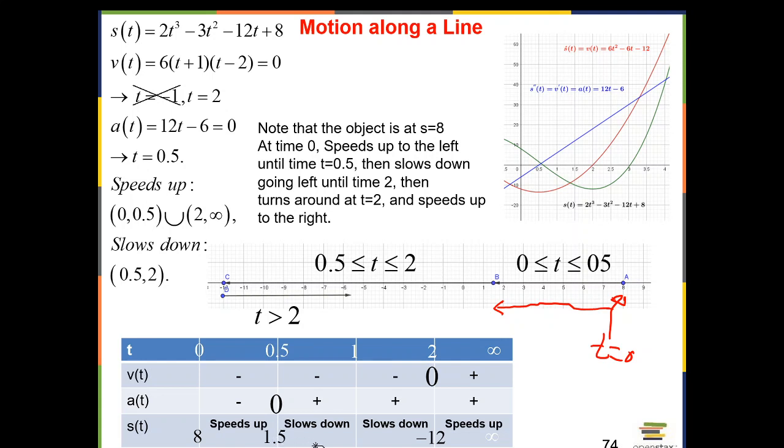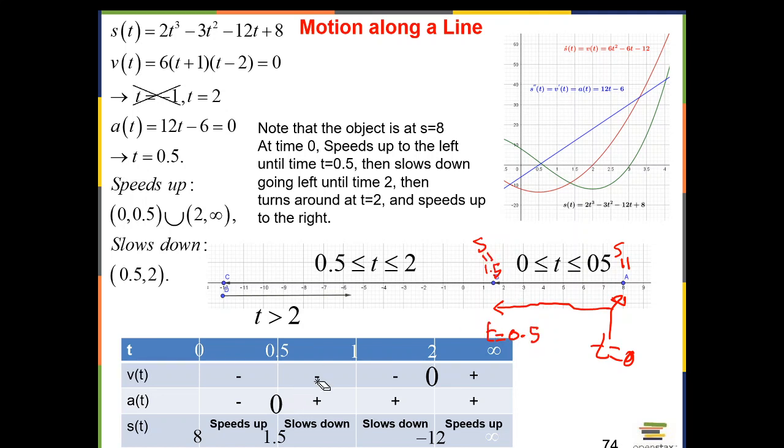And then it continues, right? So that's that point right there, and it's continuing, so that's 1.5. You see that's 1.5 right there? That's on the position, s equals 1.5. Here s equals 8 and t equals 0. Here s equals 1.5 and t equals 0.5, right?